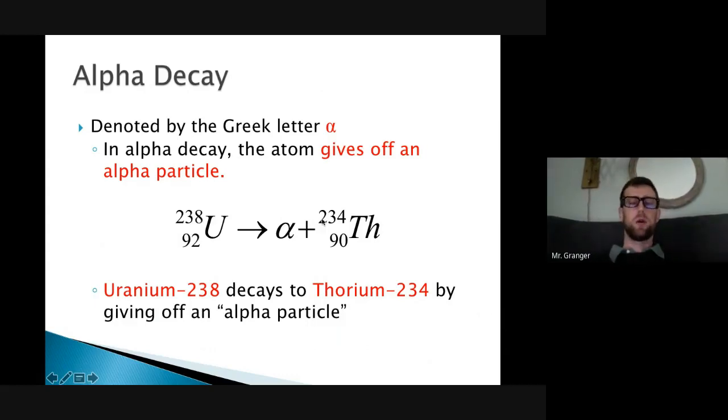So there's a total of 4 particles in the mass that are being lost to that alpha particle, and then 2 particles from the atomic number, or the protons, that are lost, and that creates thorium. But we've got 4 over 2 for the mass and the atomic number of the alpha particle.